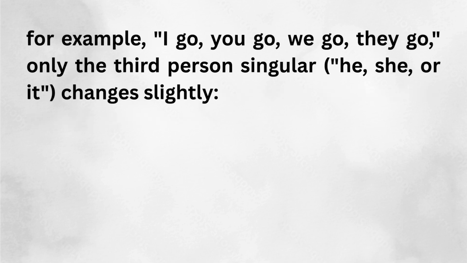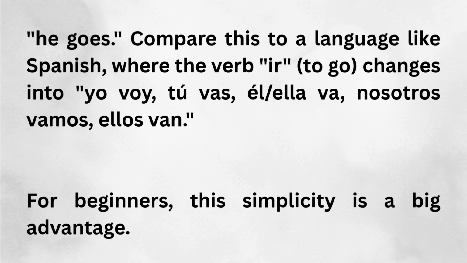For example, I go, you go, we go, they go. Only the third person singular, he, she, or it, changes slightly: he goes. Compare this to a language like Spanish, where the verb ir, to go, changes into yo voy, tú vas, ella va, nosotros vamos, ellos van. For beginners, this simplicity is a big advantage.